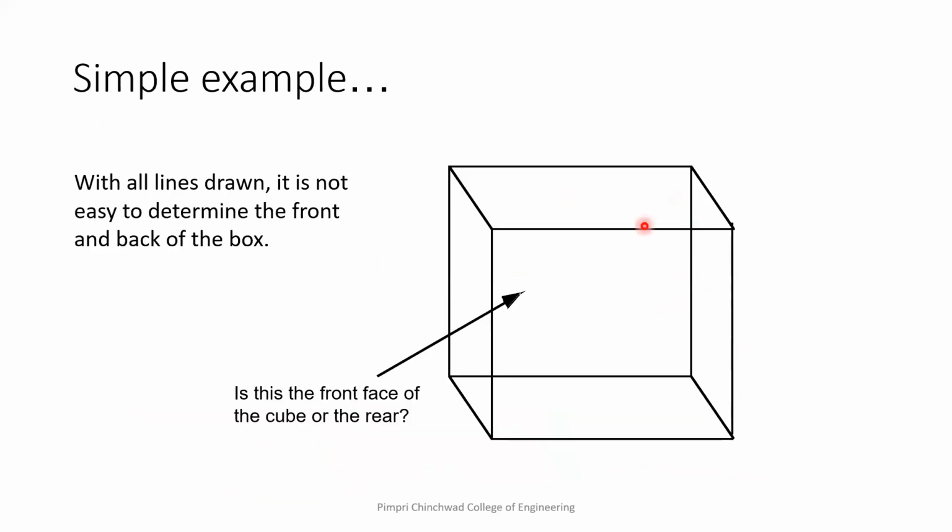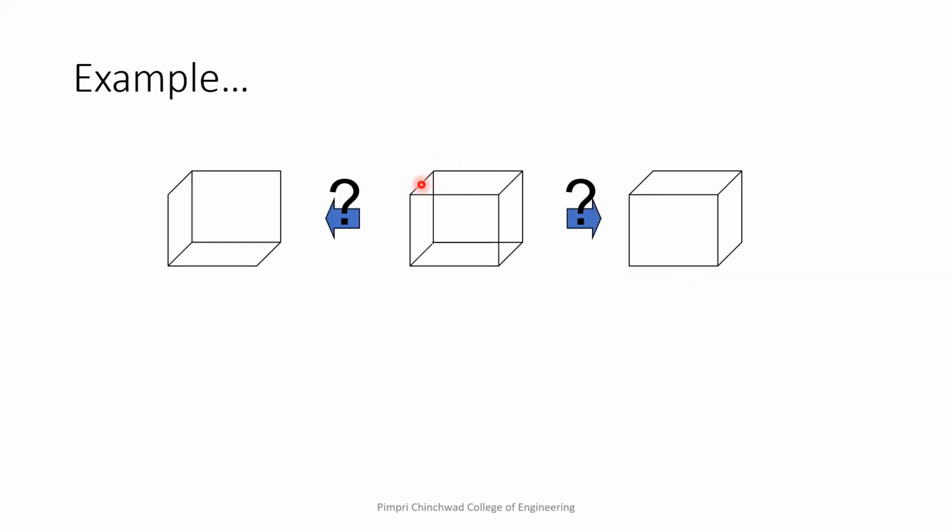Suppose we have one box, one cube like this. We have drawn all the edges of this one. So can I say whether this is the front face or the rear face? If this is my original picture, I can interpret it this way as well, or I can interpret it this way as well, right?